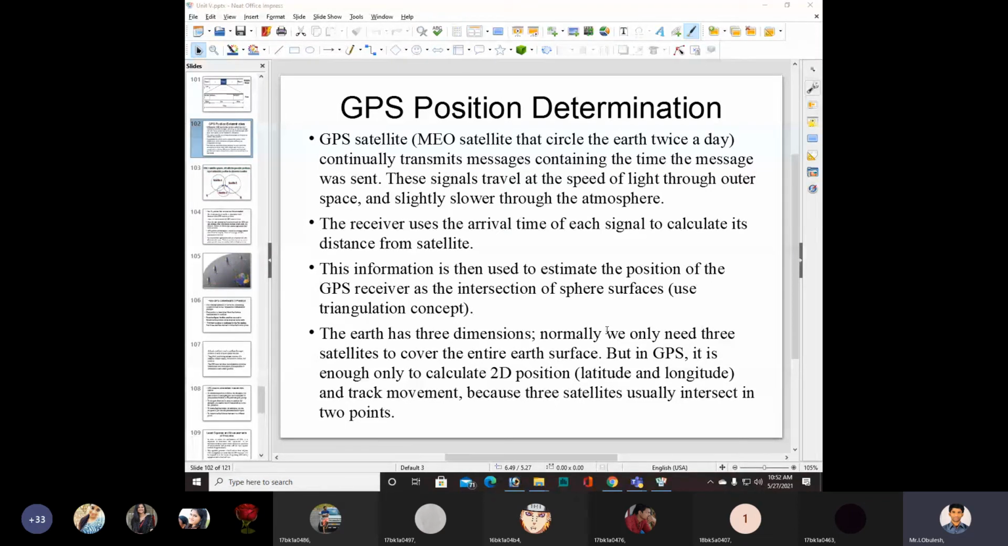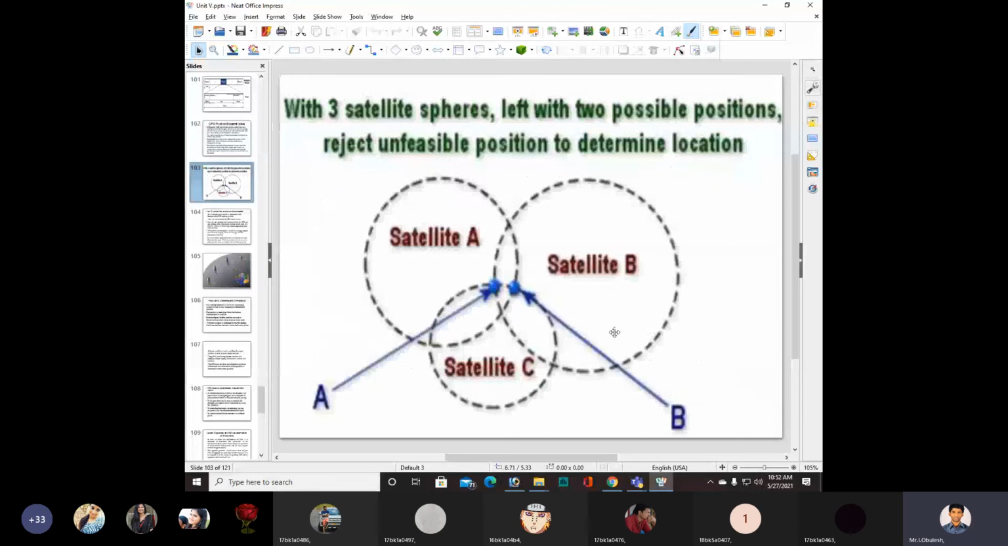You need to see the diagram. In that, we are intersecting 3 satellites, usually at 2 points only, A and B. So here you are left with the 2 possible positions. You need to reject the unfeasible position to determine the location.